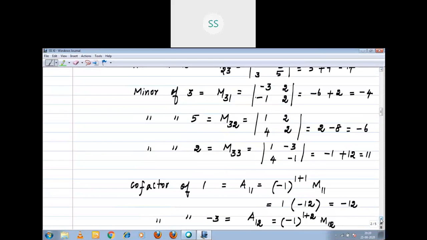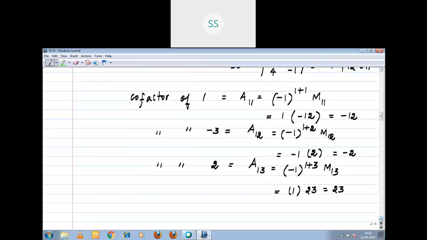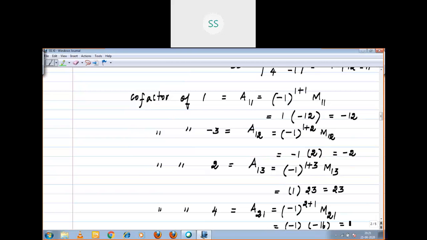Next, cofactor of, you have to write, don't put colon, right? Cofactor of 4 is equal to A21, second row, first column, minus 1 the whole power 2 plus 1, M21. Minus 1, because it is an odd integer. What is your M21? Minus 16. So your answer is 16.